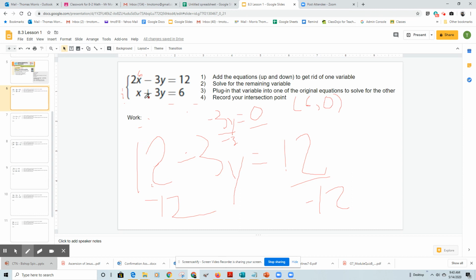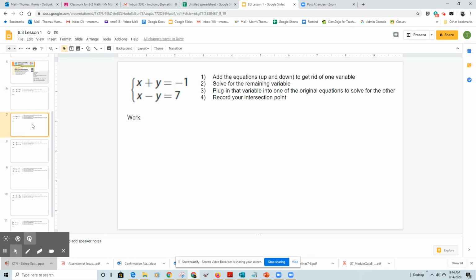I can plug them back into the second equation now, and I'll see that it is true if I have the right point. So here we go, 6 in for x. 3 times 0 is 0. So 6 plus 0 is 6. I have it correct. My intersection point is correct. Okay, let's go to the next slide.